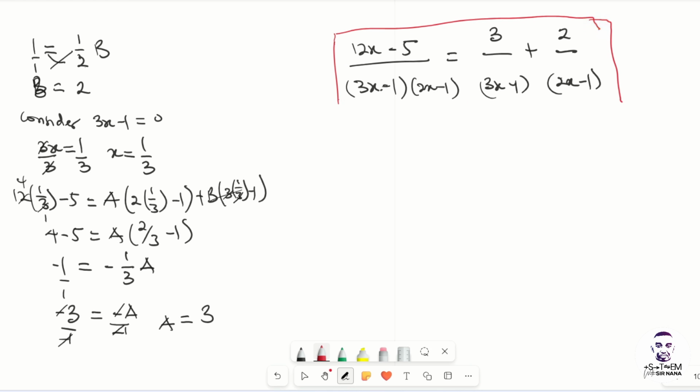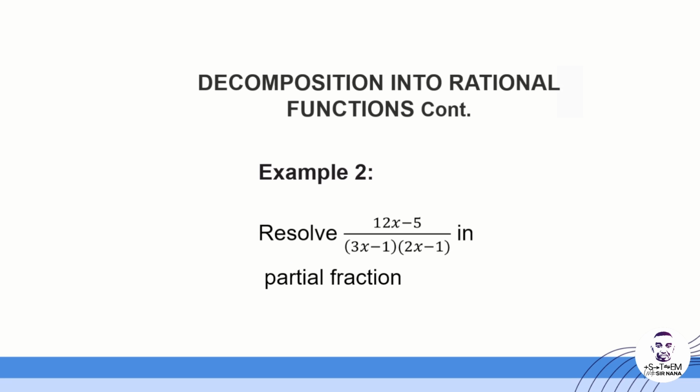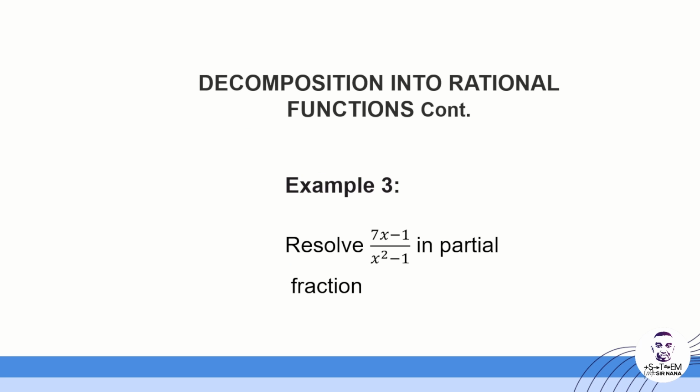So we are saying that when we simplify the right hand side of the equation, we should get the left hand side of the equation, right? So you can decide to use the alternate method where you expand, get a simultaneous equation and simplify and see if it gives you the same values, right? So now try this third example, right? We are resolving 7x minus 1 all over x squared minus 1 in partial fraction. Remember that x squared minus 1 can be written as, right, a difference of 2 squared, where we have x squared minus 1 squared, and that can be written as x minus 1 and then x plus 1.